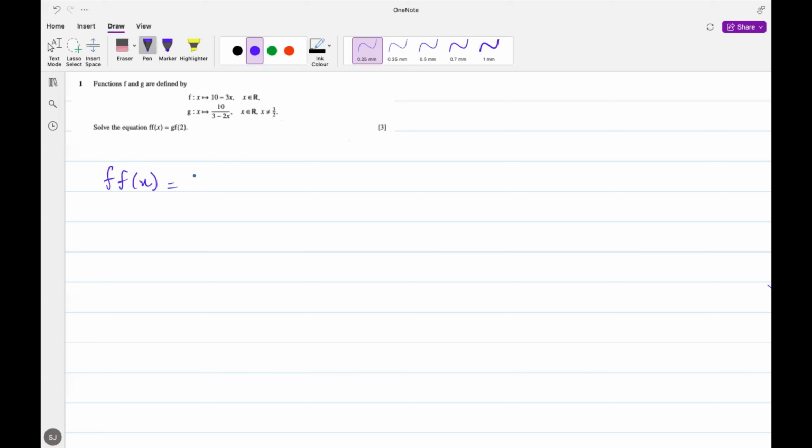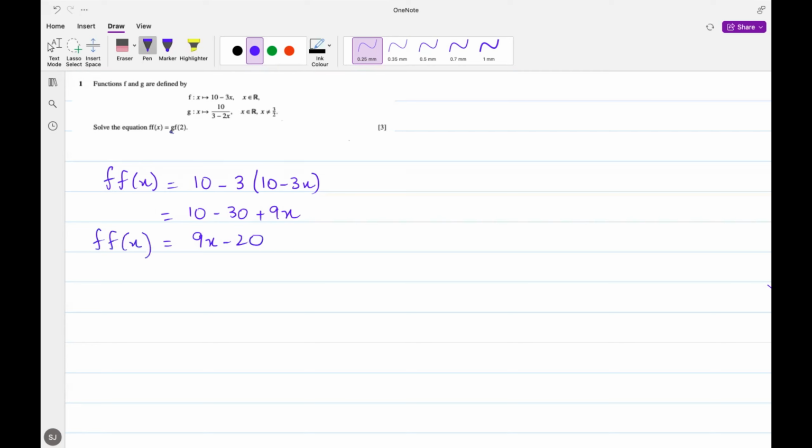So in the function f of x, in place of x, we'll again substitute f of x, which is 10 minus 3x. Simplifying this will become 10 minus 30 plus 9x. So this will become 9x minus 20. So f f of x will be equal to 9x minus 20.